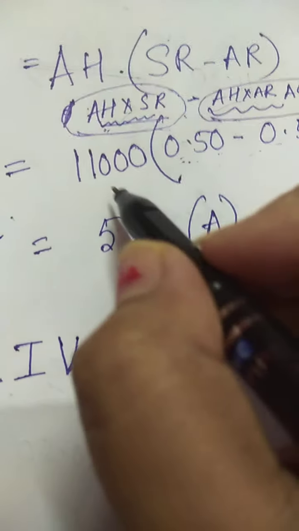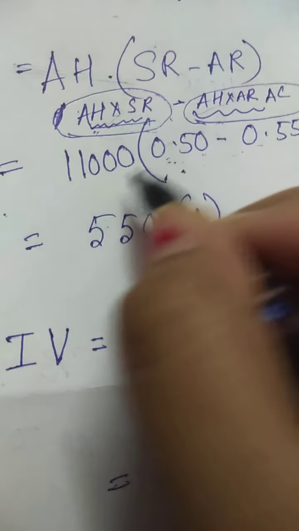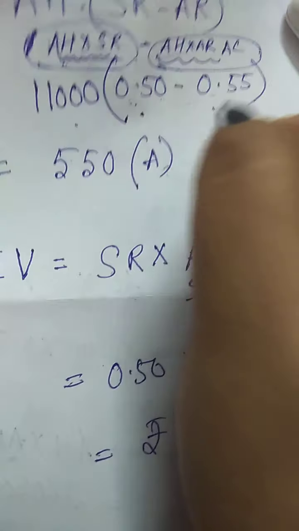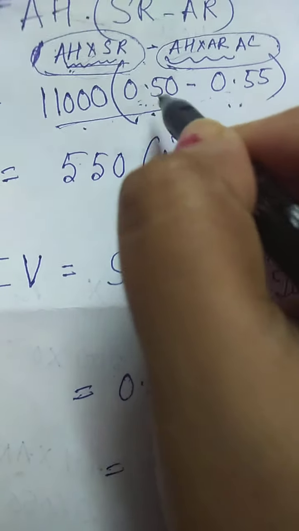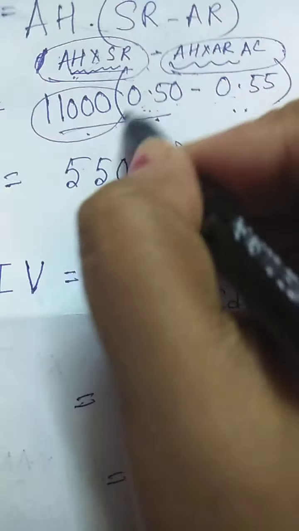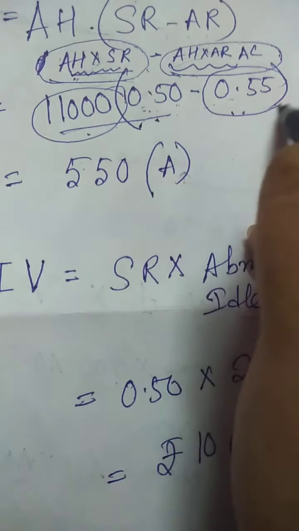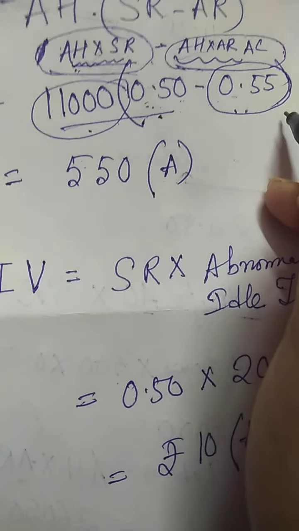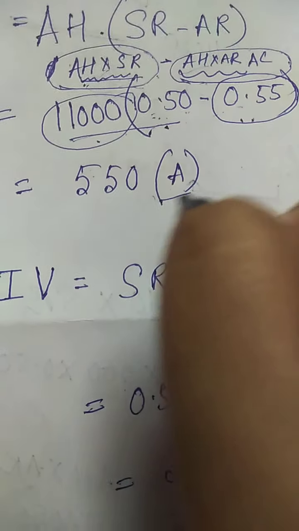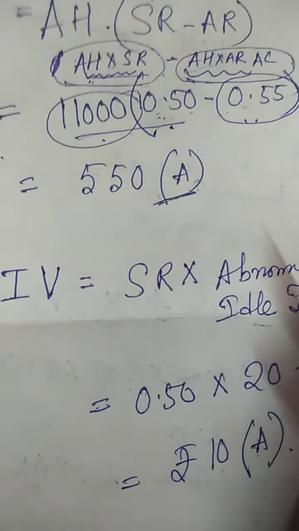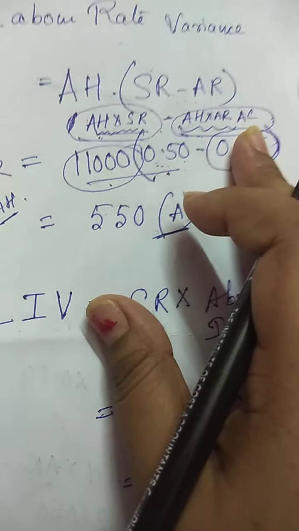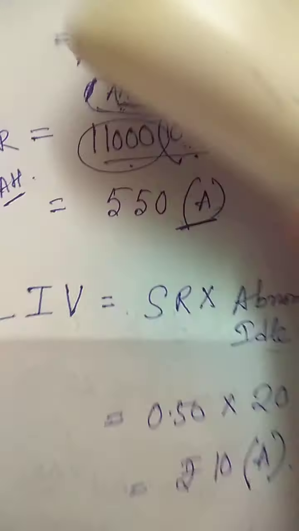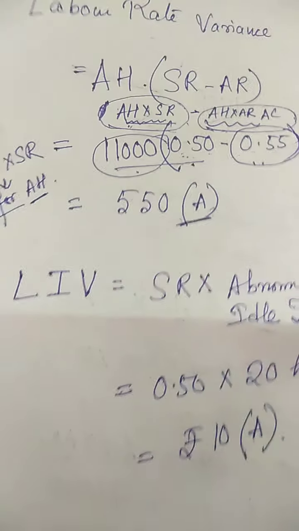So this implies what? My standard cost is less than my actual cost. That means what have I presumed? That I will pay this much, but I am ending up paying 11,000 into 55. That means actually I am paying more. That is why my variance is adverse. If you want to understand the logic, it's fine. If you want to remember the formula, that is also fine. But I'll repeat once again.